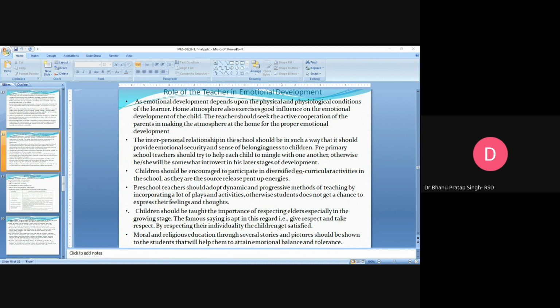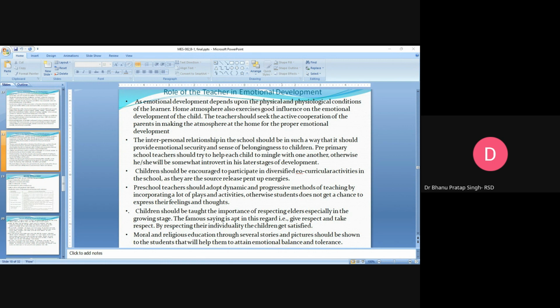Children should be encouraged to participate in diversified co-curricular activities in the school, as they are a source to release pent-up energies. Even co-curricular activities are important for the emotional development of the child. Preschool teachers should adopt dynamic and progressive methods of teaching by incorporating a lot of plays and activities. Otherwise, a student does not get a chance to express their feelings and thoughts.